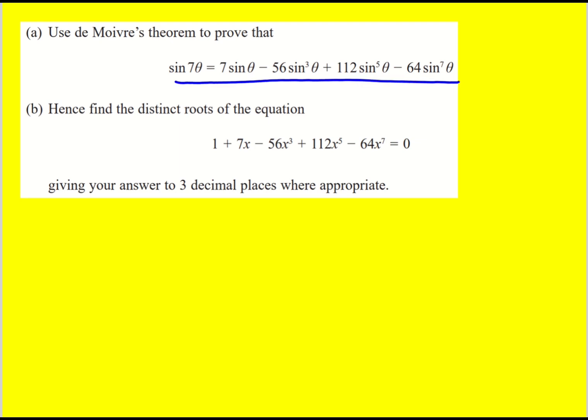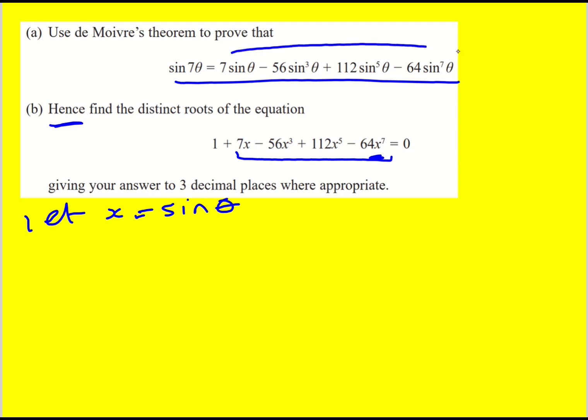Now we can use this result. It says, hence, find the distinct roots of this equation. Wow, we're being asked to solve, I can't remember what the name of this is, but it's to the power of 7. Septic, maybe? I'm not sure. So we can let x equal sine theta. And then this is going to become, well, that there is precisely this.